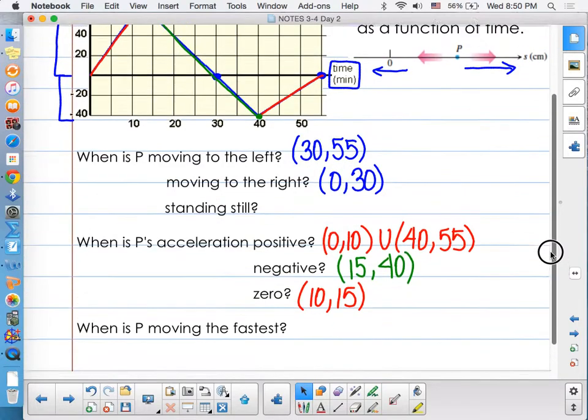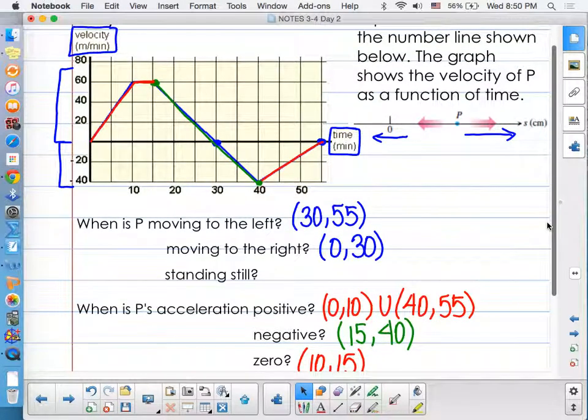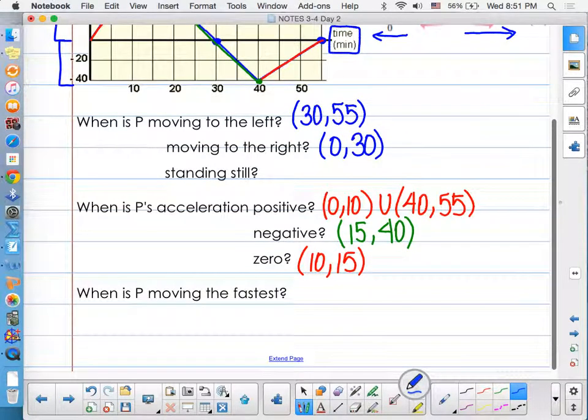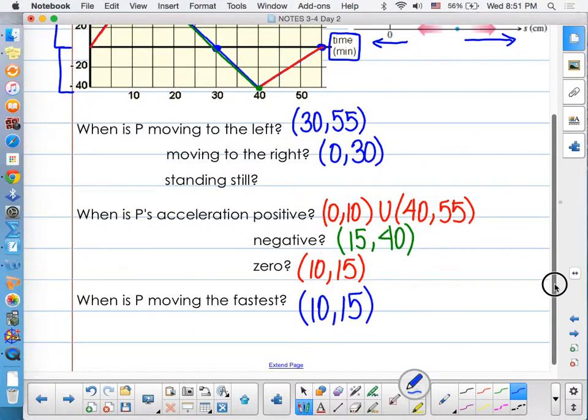Then they're asking when is p moving the fastest. The fastest that p is moving, when you look at the velocity graph, is whatever point is the farthest from the x-axis, either the farthest up or the farthest down. The highest velocity that I see it demonstrating, whether positive or negative, is 60. So when it was at a velocity of 60 meters per minute, it was between the time of 10 and 15. So when was the point moving the fastest? On the interval from 10 to 15, and we're not seconds, we're minutes. Apologize.